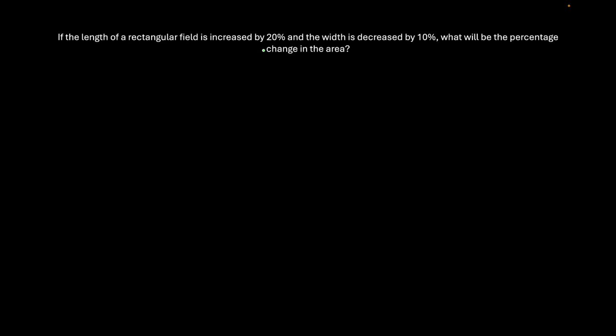So here the length is increased by 20% and the width is decreased by 10%. So what will be the total percent change, whether it is a positive change or a negative change? We need to find that out. So initially we assume this is our rectangle where the length is A and the width is B, and the area is A into B.